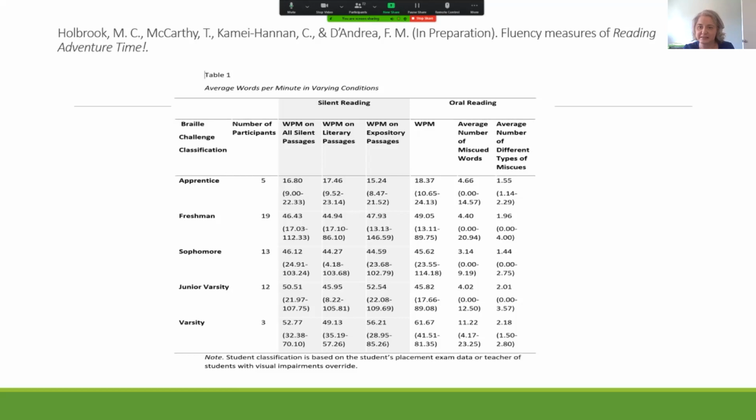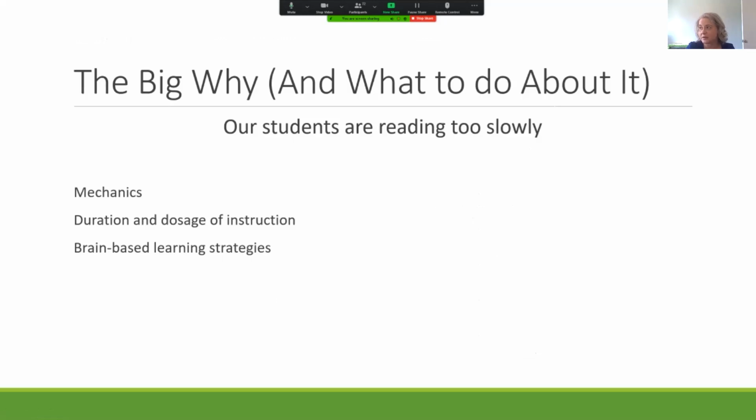So I see that the question is, how does this compare to sighted students, and how do the Braille students' reading levels change with the difficulty of the material and whether or not it's in contracted or uncontracted. Okay, so those are good things to talk about. And to an extent, that's getting at the big why. So the big why is our students are reading way too slowly.